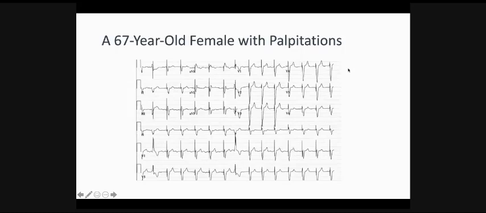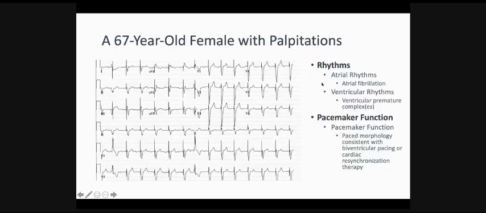So first you will find an atrial fibrillation, and the atrial fibrillation is because the RR interval is not constant. If you concentrate here, you will find different RR intervals, especially after and before the premature ventricular contraction.